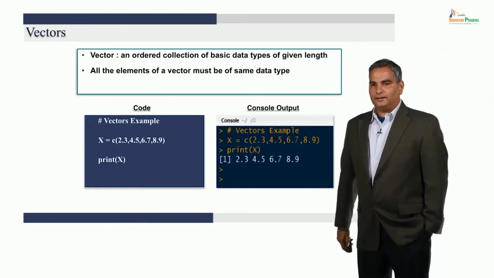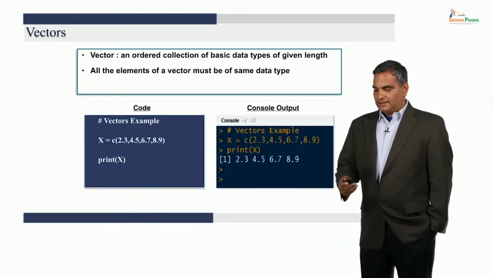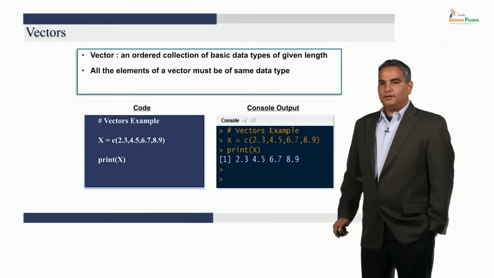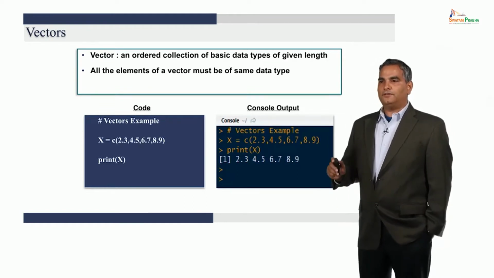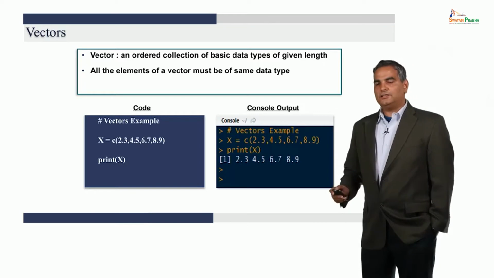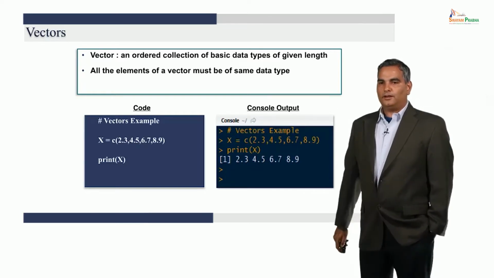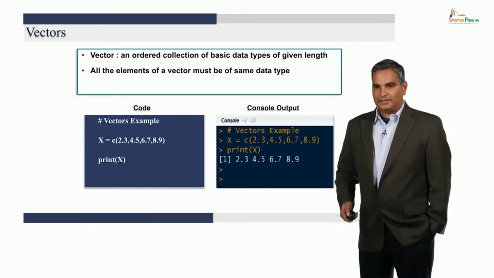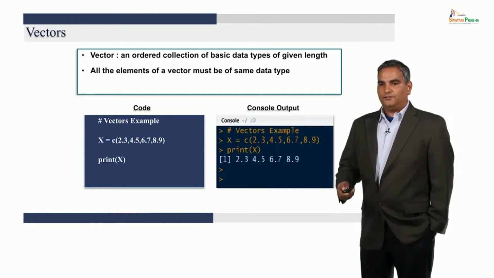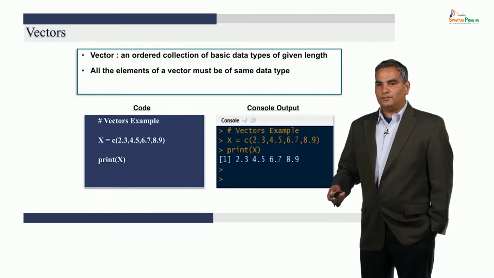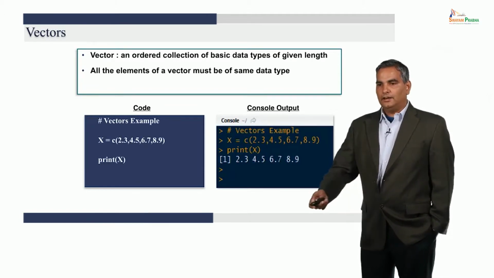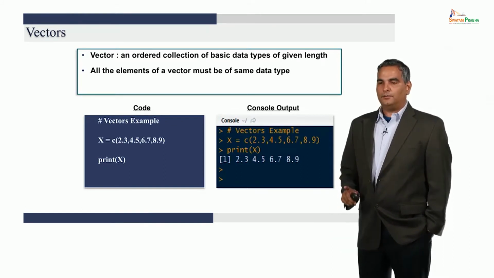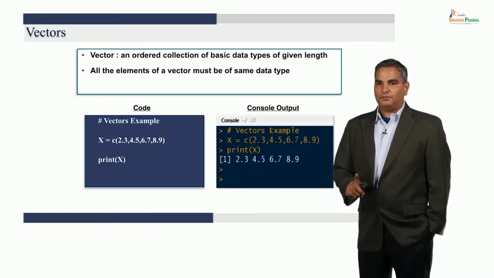So let's start with a vector. Let's see how we define a vector. As I said before, a vector is an ordered collection of basic data types of a given length. The key thing to note here is all the elements of a vector must be of the same data type. So you cannot mix an integer with a character and so on. So you see the code here where we are defining a vector x, which basically says combine these numbers to make a vector. The command c is saying 2.3, 4.5, 6.7, 8.9 are four numbers which we have put into the vector x. And when we say print(x), you see 2.3, 4.5, 6.7, 8.9. And you notice here that each of these numbers is a numeric of the same type which has gone into the vector x.